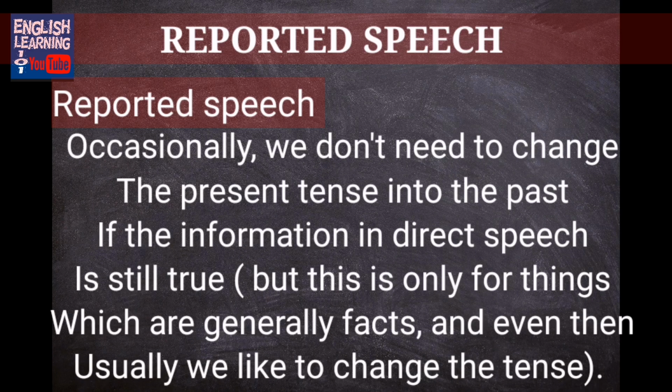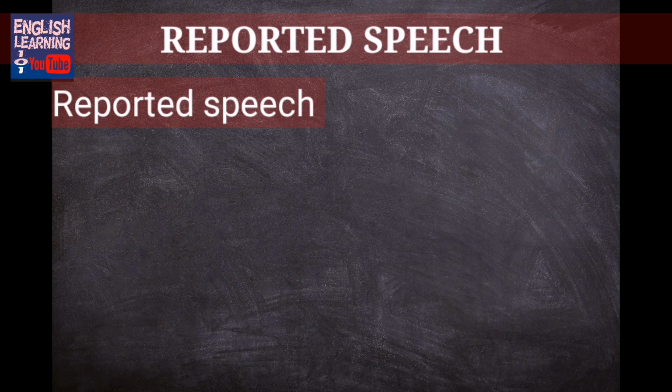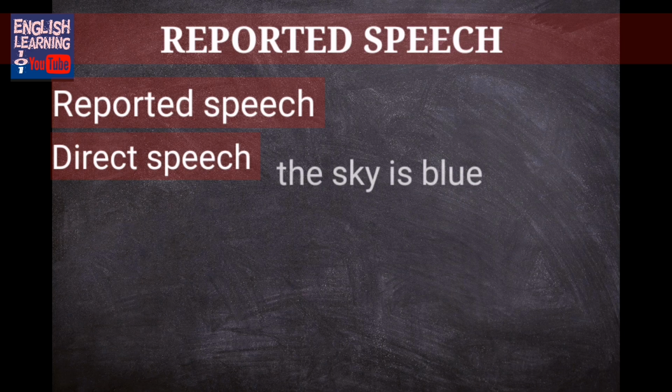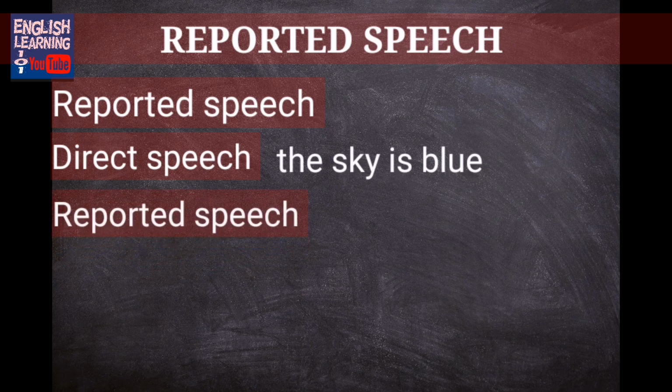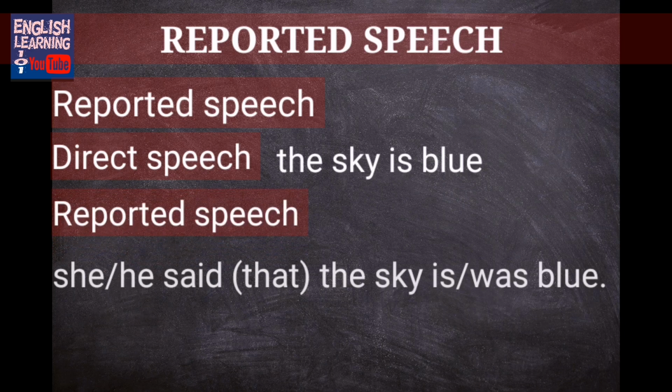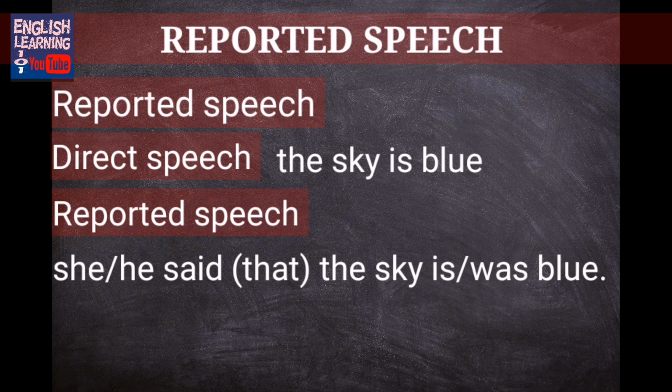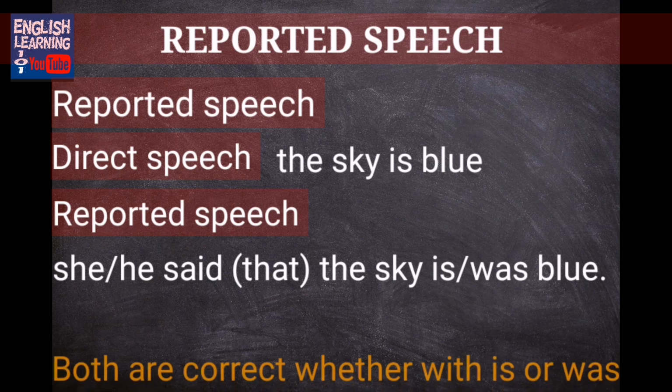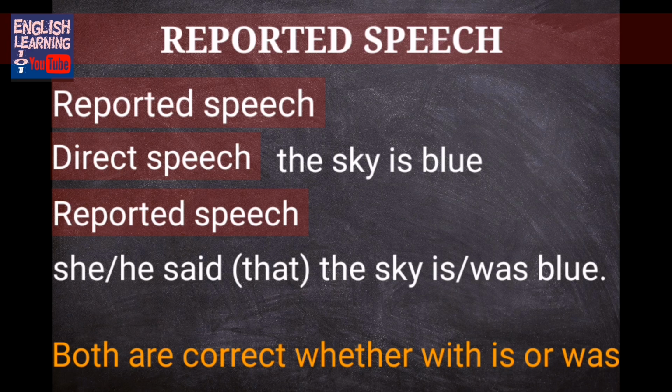Occasionally, we don't need to change the present tense into the past if the information in direct speech is still true. But this is only for things which are generally facts, and even then usually we like to change the tense. For example, in direct speech: the sky is blue. The reported speech: she or he said (that's between brackets) the sky is or was blue. Both are correct, whether with is or was.